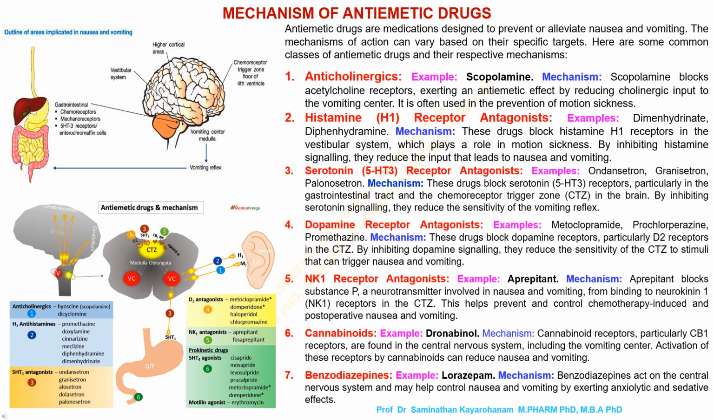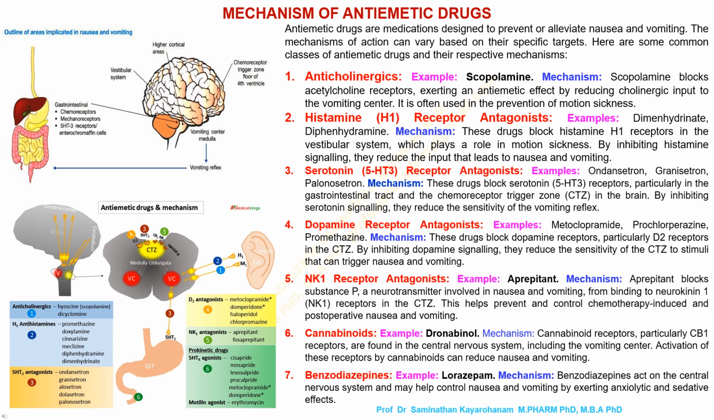1. Anticholinergics. Example, scopolamine. Mechanism: scopolamine blocks acetylcholine receptors, exerting an antiemetic effect by reducing cholinergic input to the vomiting center. It is often used in the prevention of motion sickness.